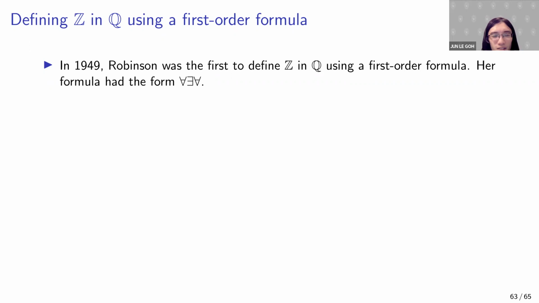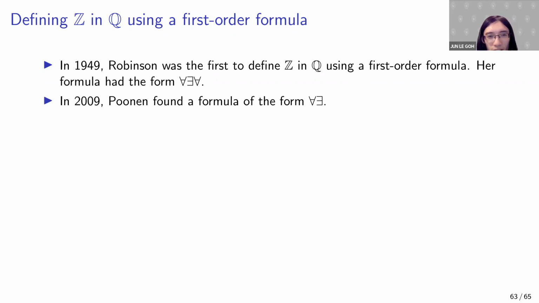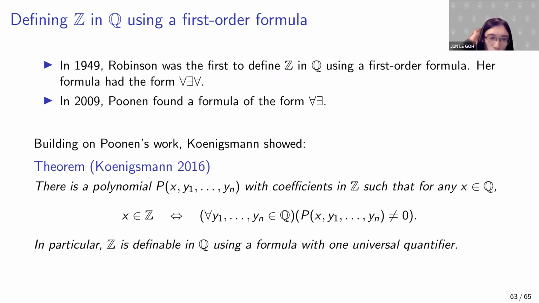Now, this was later improved, actually quite a bit later. In 2009, Bjorn Poonen found a slightly simpler formula. This formula only has two blocks of quantifiers: a block of universal followed by a block of existential. And then shortly after that, building on Poonen's work, Königsmann showed that, in fact, there is a formula which uses just universal quantifiers. Here's the statement of his theorem.